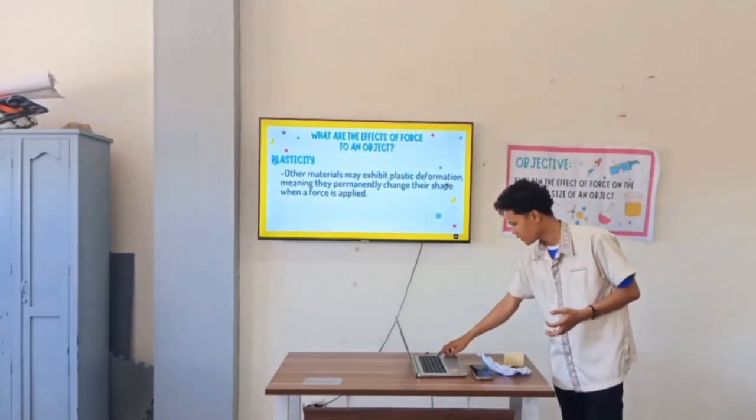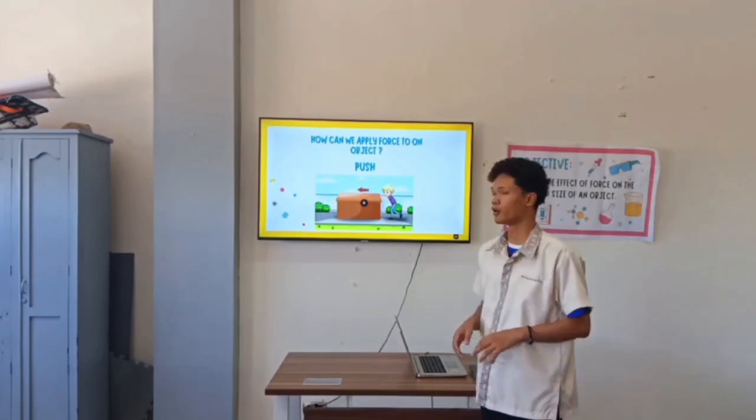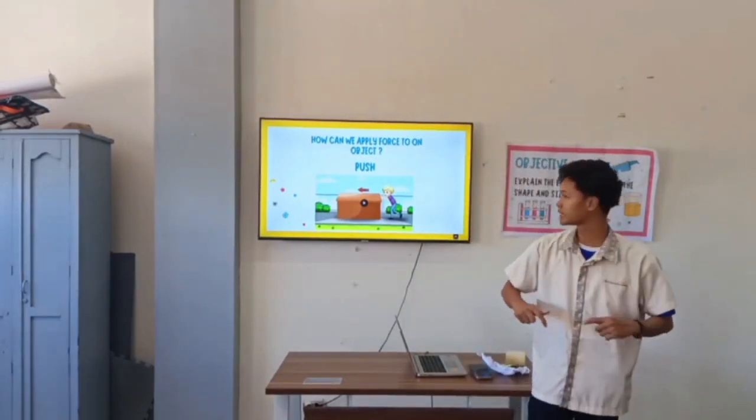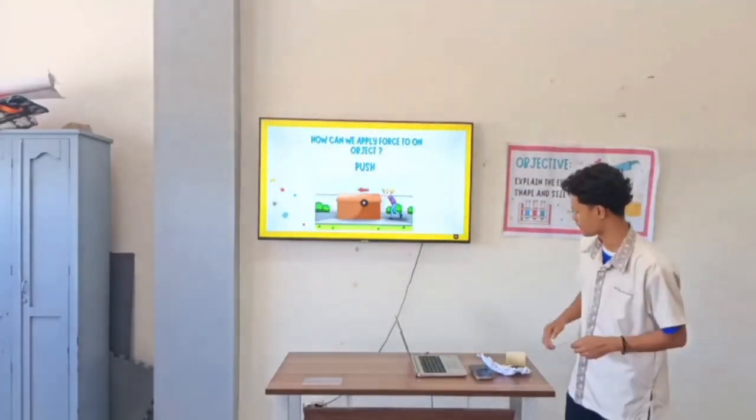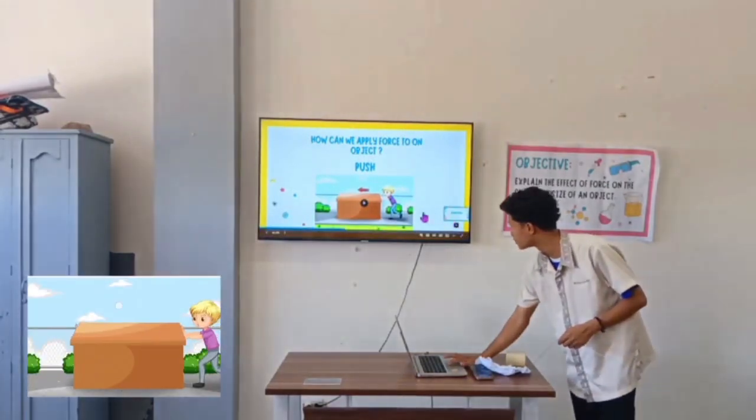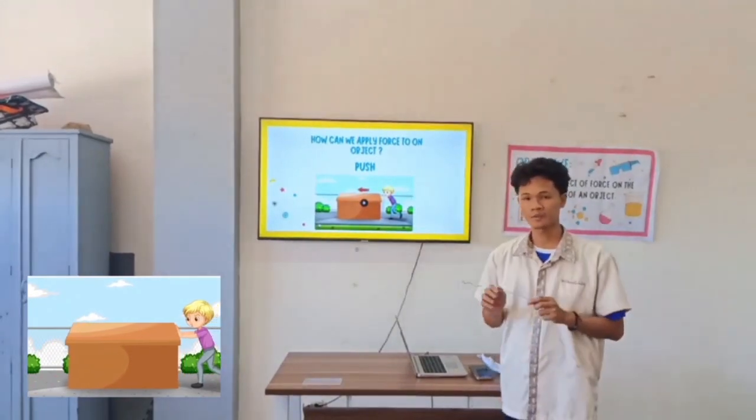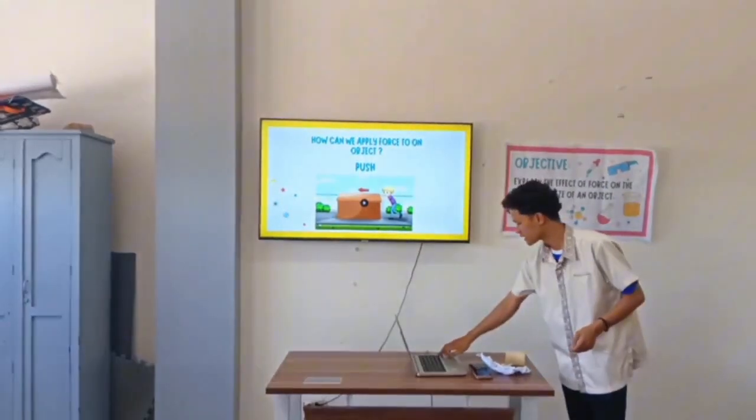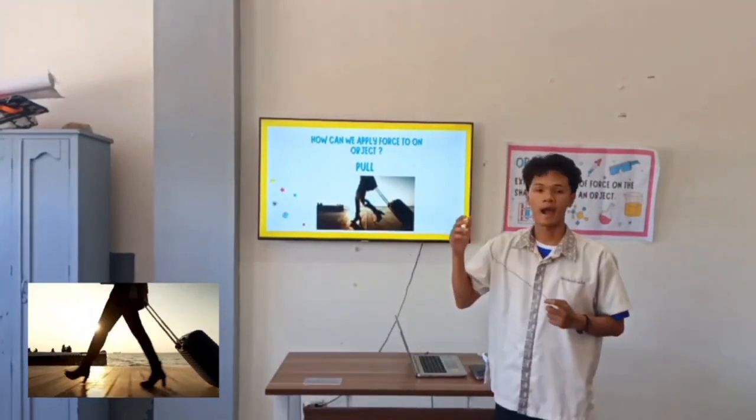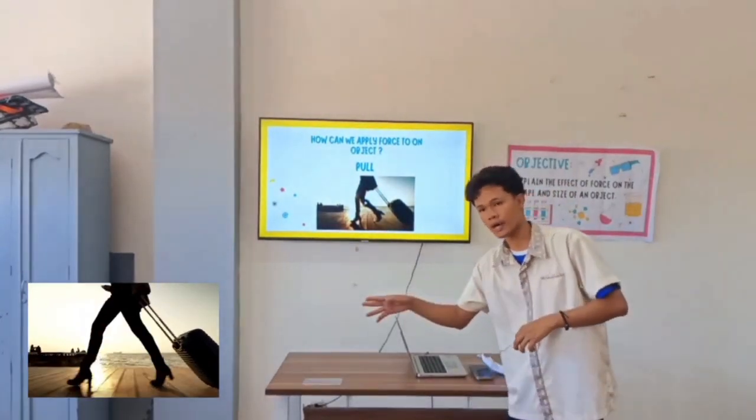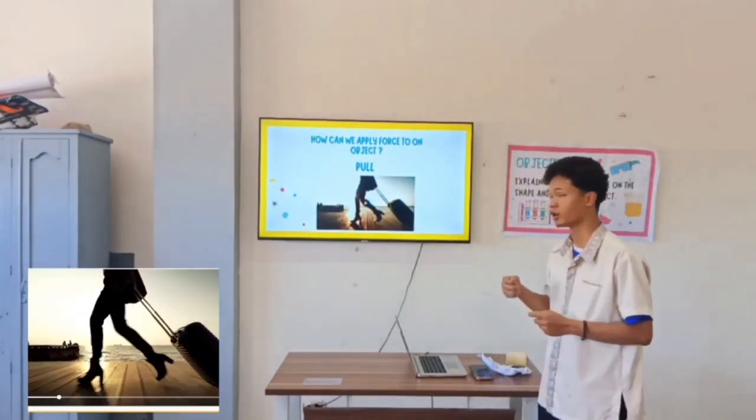Now for our next question: how can we apply force to an object? There are many ways that we can apply force to an object. First is push. Pushing is simply pushing an object, and it can cause an object to move forward. The next one is pull. It can also move an object either forward or backwards, depending on which side you are pulling or pushing.